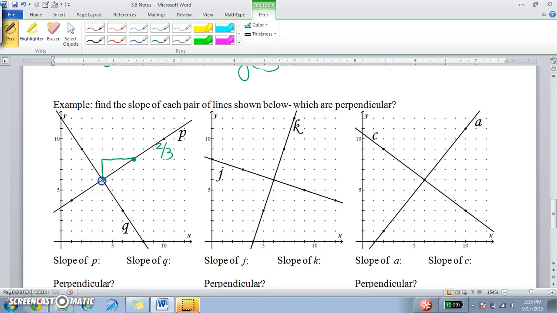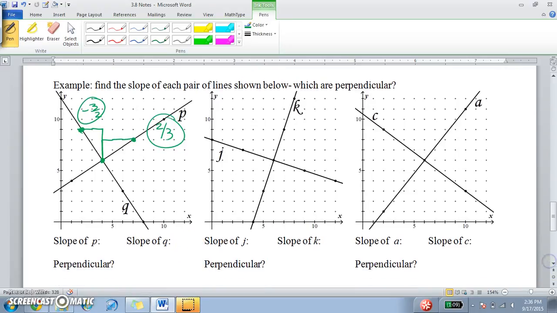This one, if I count from here to this point, I've got a rise of 3 and a run of negative 2. So negative 3 over 2, because it's 3 over negative 2, which is the same thing as negative 3 over 2. This is negative, this is positive, they're reciprocals, so yes, they are perpendicular. So slope of P was 2 over 3, slope of Q was negative 3 over 2, yes, perpendicular.